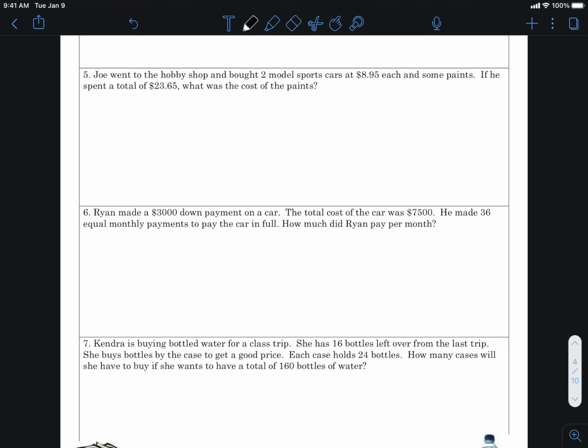So Joe went to a hobby shop and bought 2 model sports cars at $8.95 each, and some paints. He spent a total of $23.65. What was the cost of the paints?